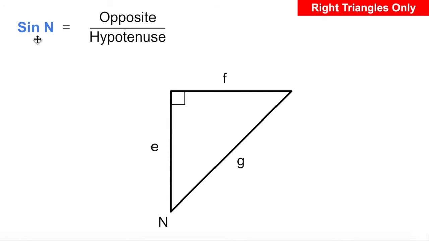So sine of n is equal to opposite over hypotenuse. Sine of any angle is equal to the opposite side over the hypotenuse. This is angle n. Which side is the hypotenuse?